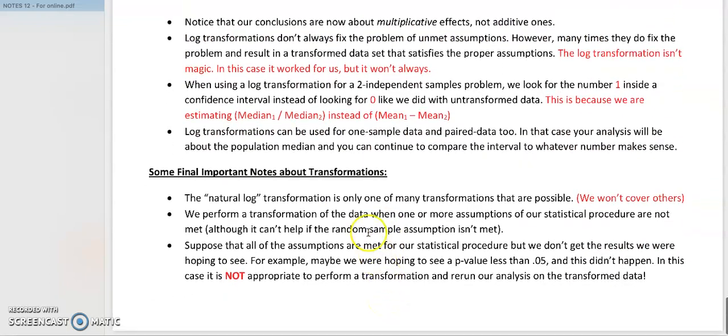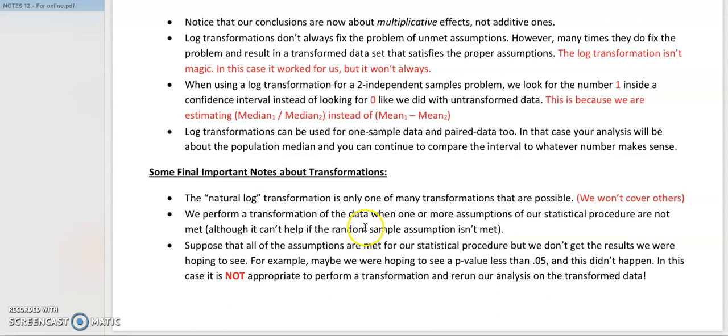A couple other notes about transformations. The natural log is only one possible transformation. We're not going to cover others in this class, but if you took other stats classes or even used statistics in other fields, you might come across a situation where people use the square root as a transformation, or maybe the log base 10 that we briefly mentioned.